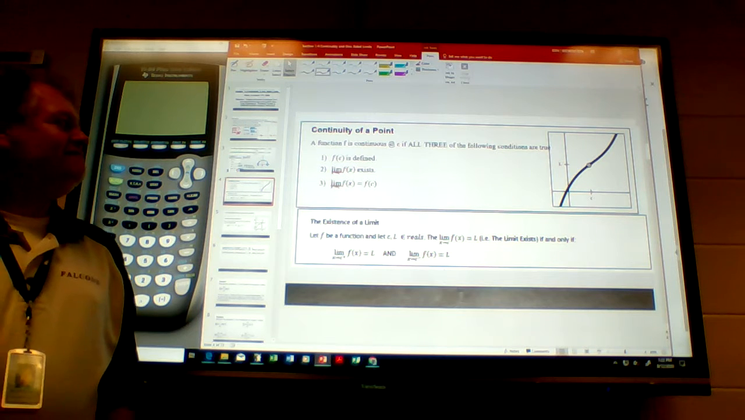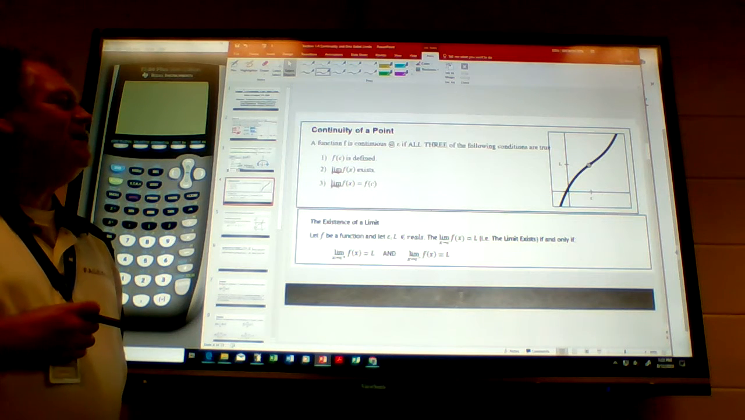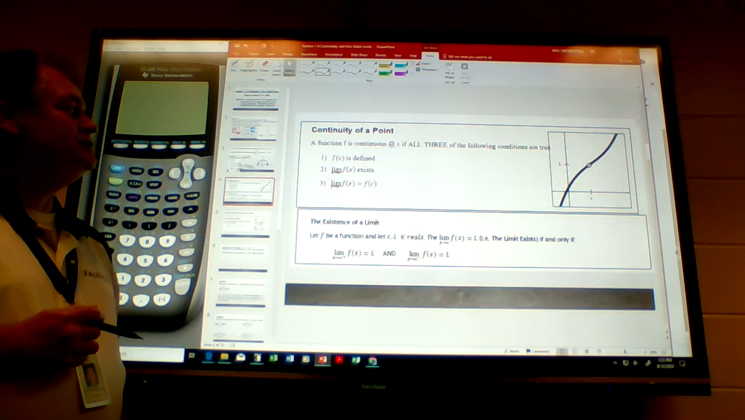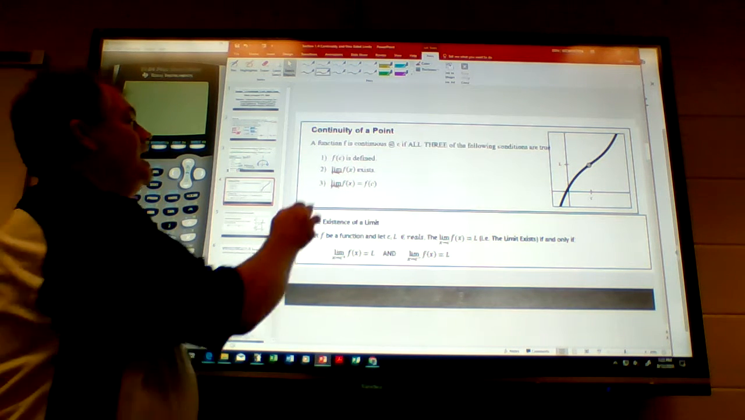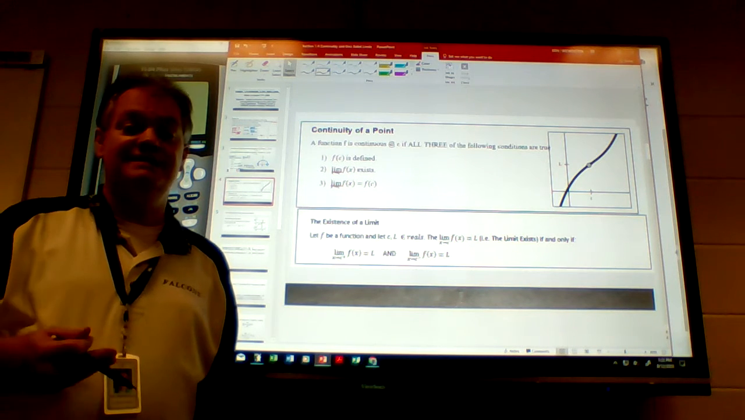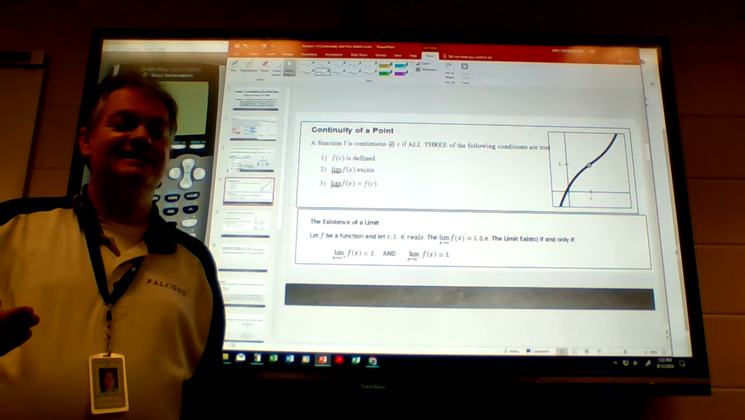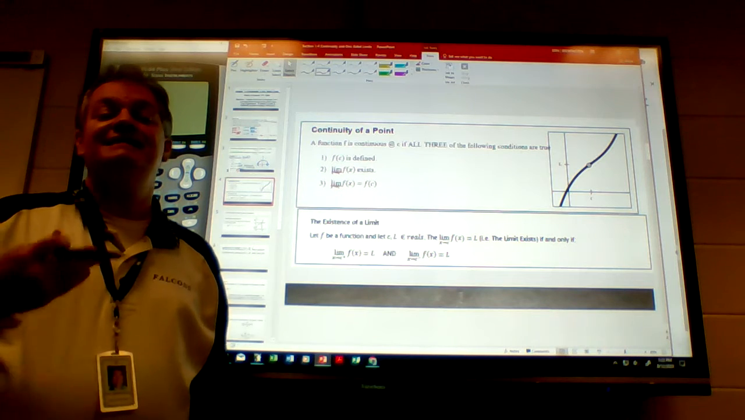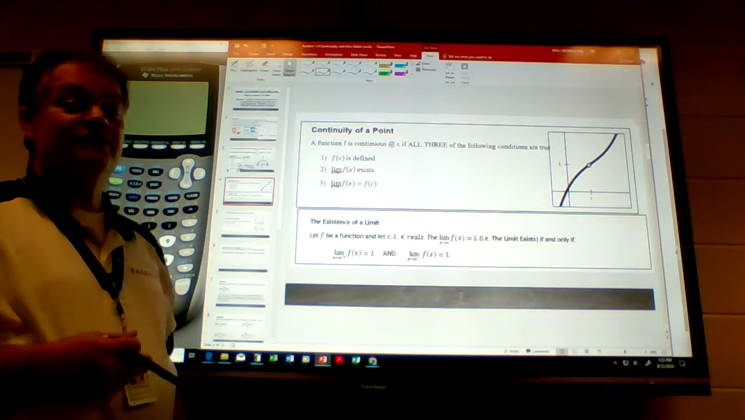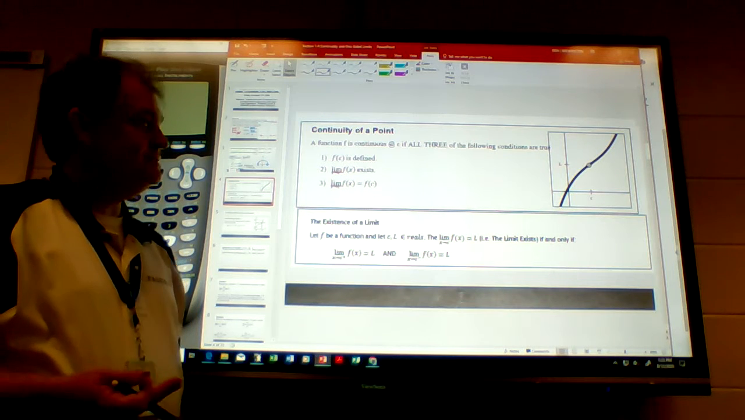Continuity at a point. A function is continuous at any value of c, where c is any number, if all three of the following conditions are true. First of all, f of c is defined. That means that there is a value, that it does exist. So like say f of x. If f of x does not exist, then that means it's not defined, which means that the first one here does not hold true. Next, does a limit exist?